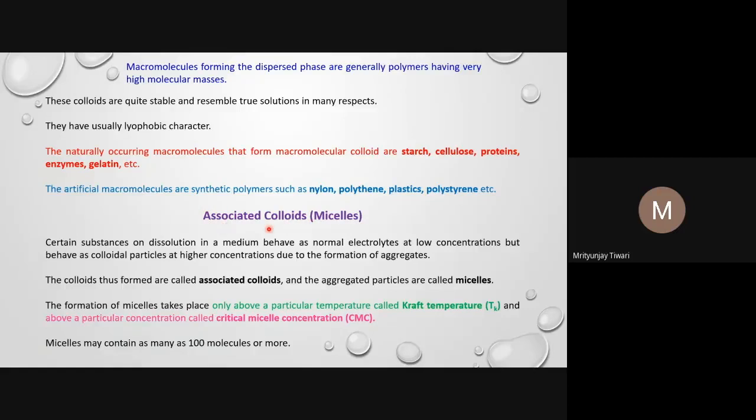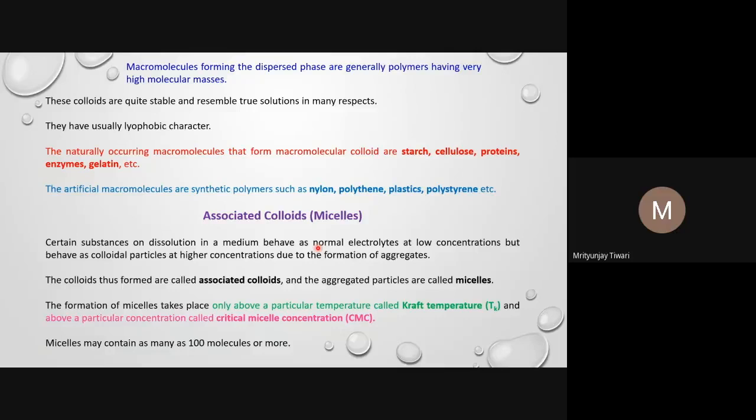Let us now see the associated colloids, and from associated colloids, I link to what we are going to study, what I have planned to teach you in today's class. So, associated colloids. Here, the associated colloids means the particles and molecules are already there, so the ions are there. These ions behave differently at lower and higher concentrations. If they are at the lower concentration, all the ions will be separated, all the molecules will be separated. They will exist as the individual ions.